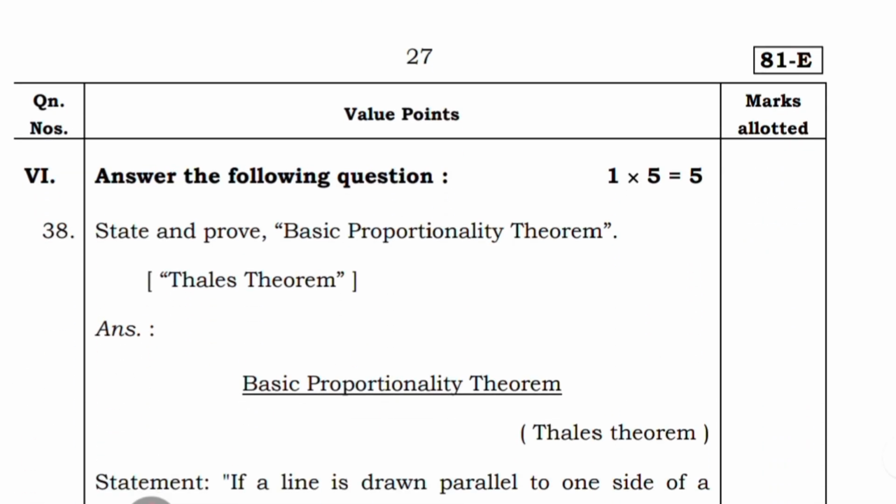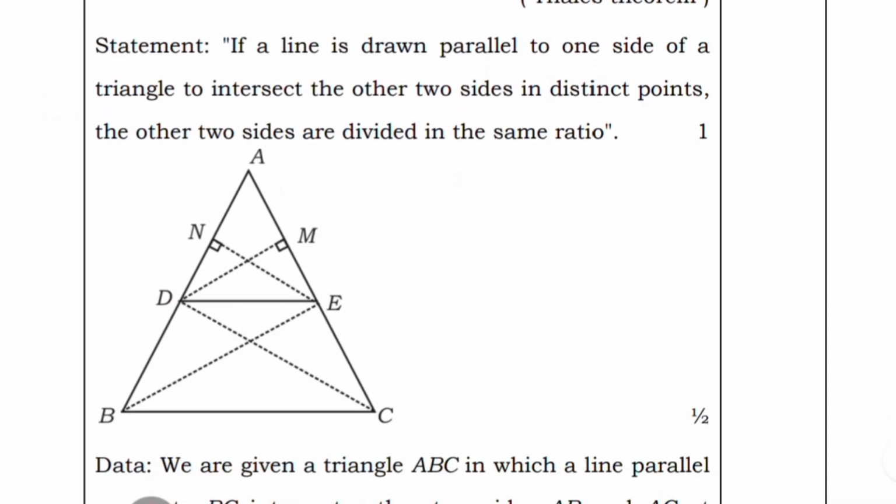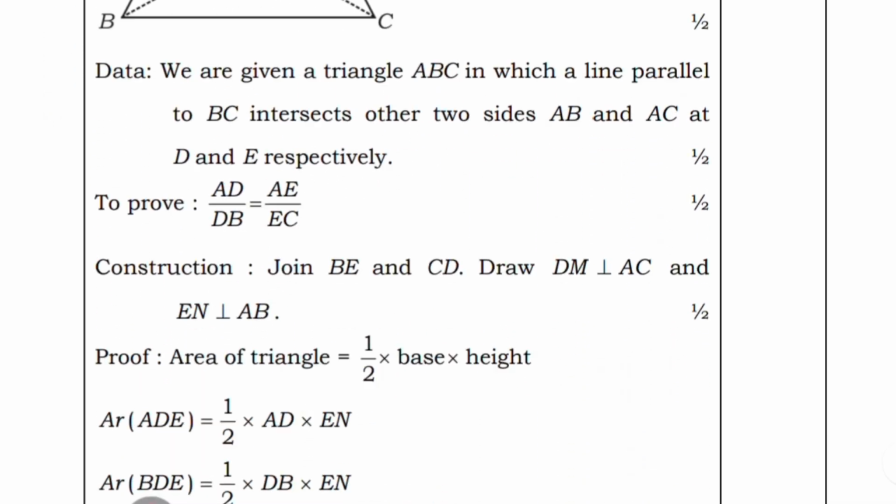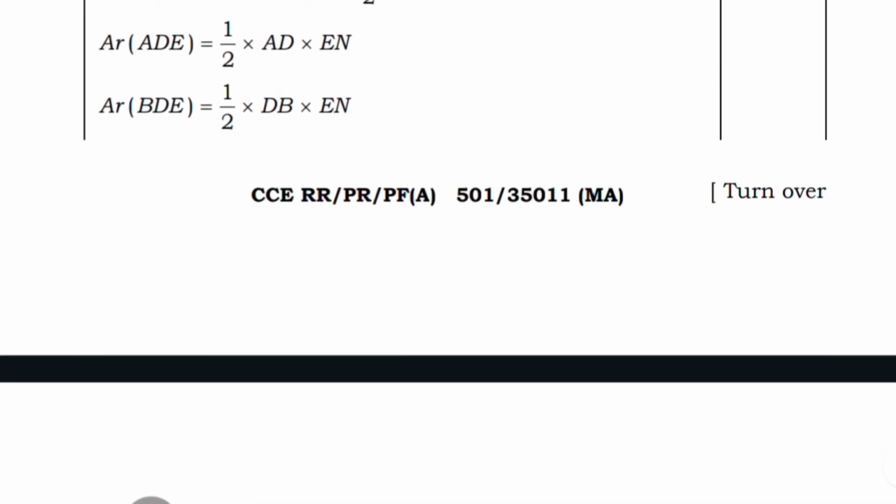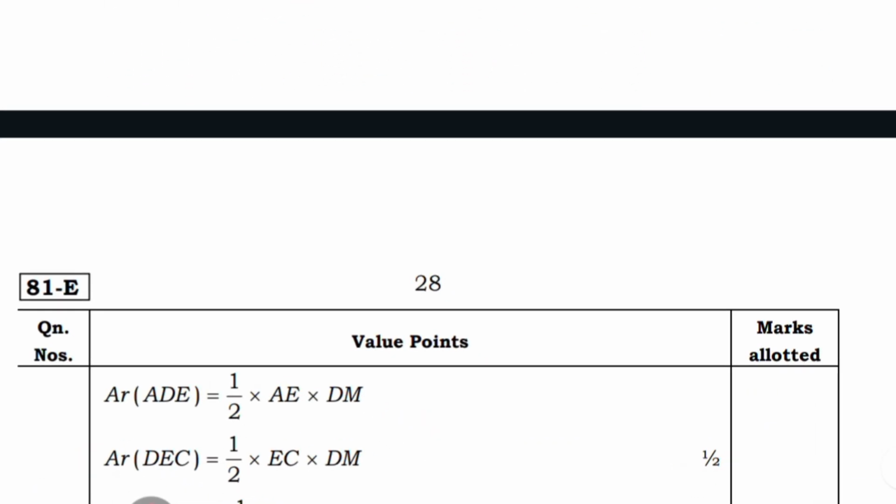And next is the basic proportionality theorem, BPT, they have asked here. It is also known as Thales theorem. So follow the steps here, what they have marked, what their diagram is, and also write the same points if you want to score full marks for the theorem.